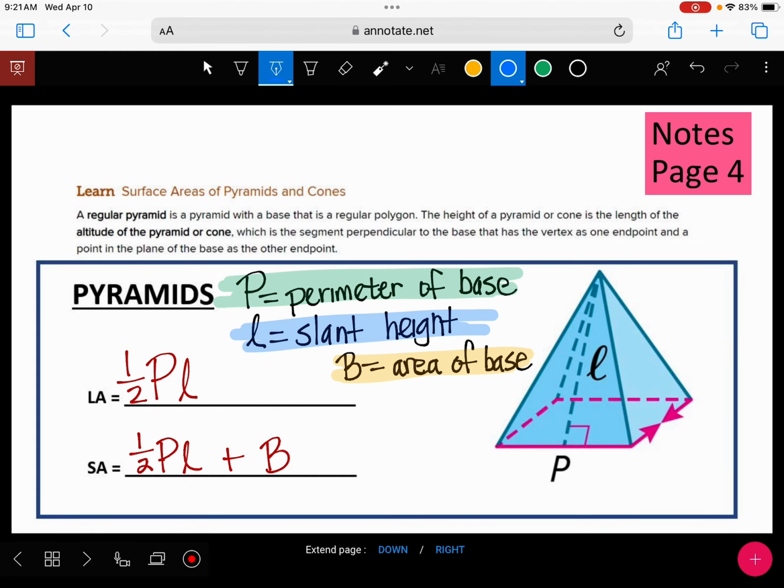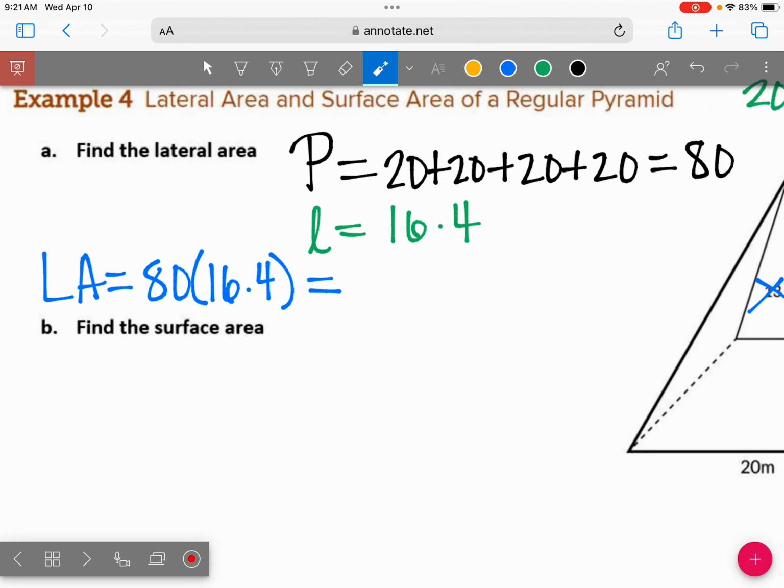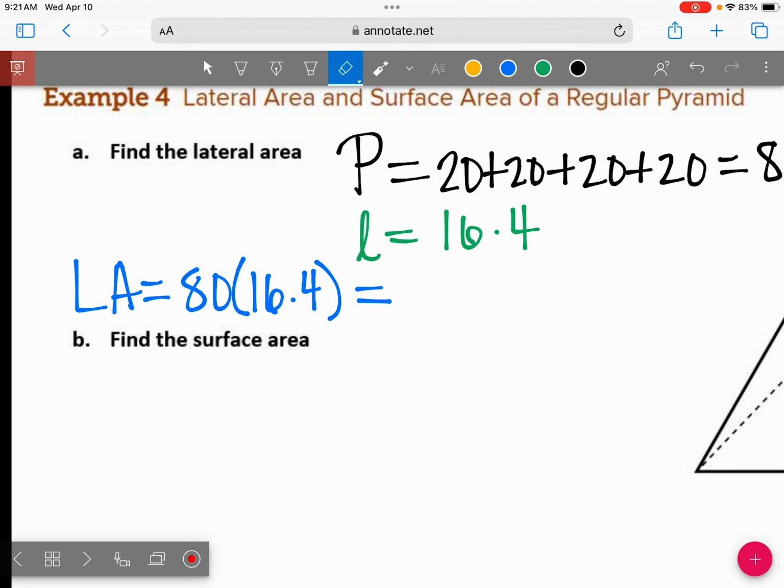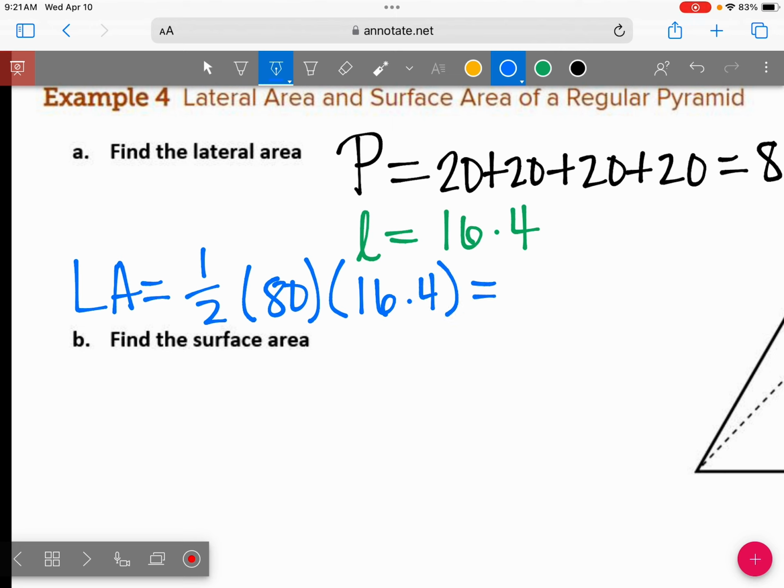Oops, sorry, I left off something really important. Let me go back, make sure I did. Yeah, what did I leave off in the formula? What's this right here? 1/2. I left that off, so let's fix that. So lateral area, let me just rewrite it, would be 1/2 times 80 times 16.4. All right, go ahead, type that in your calculators.